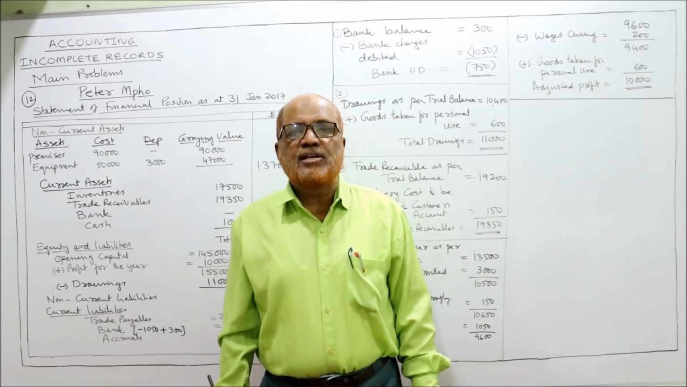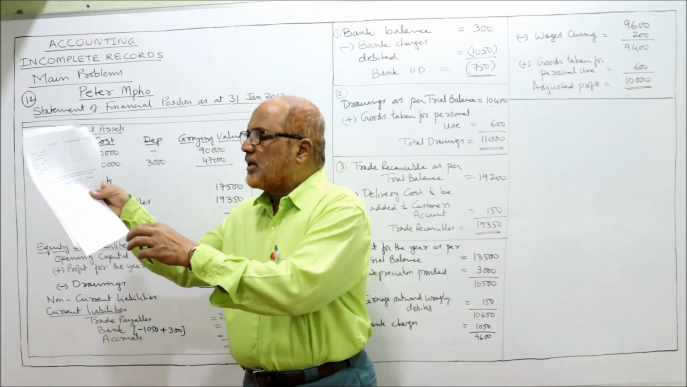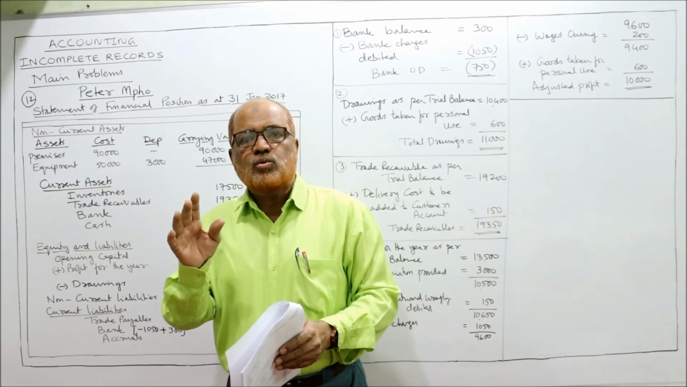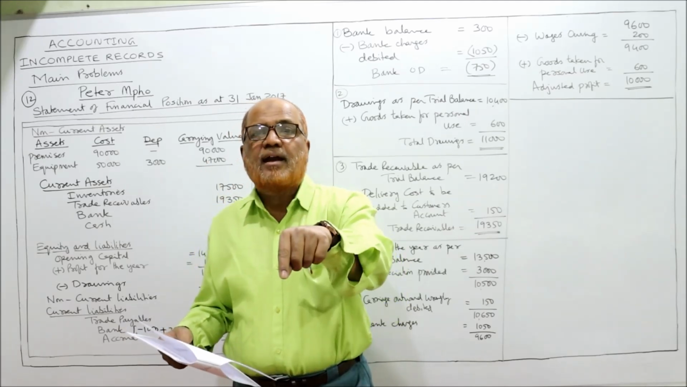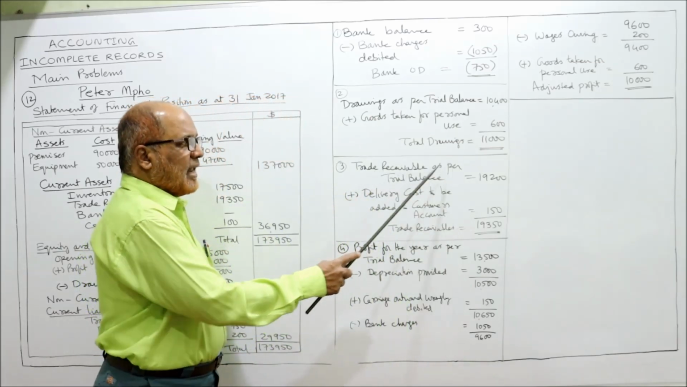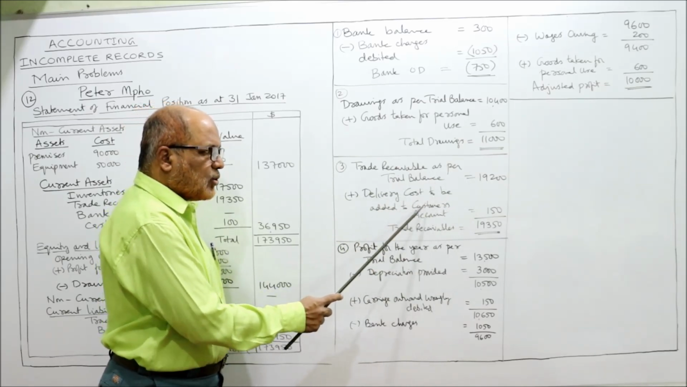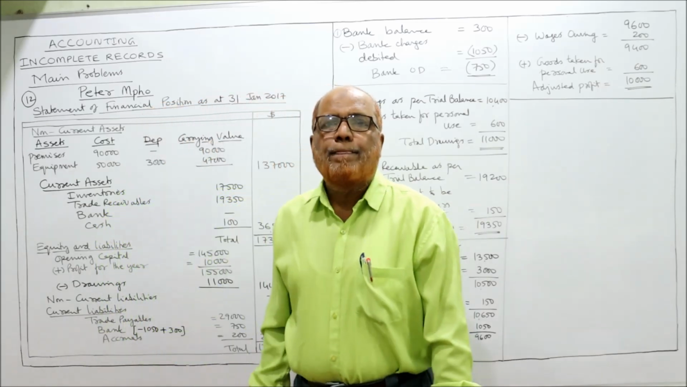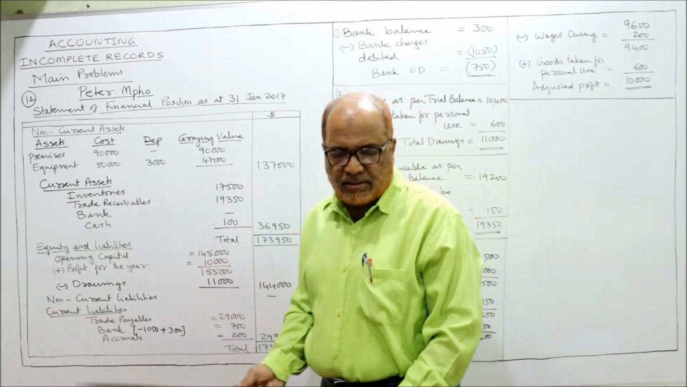Customer account means trade receivable. In trade receivable we add up. How much is the trade receivable given in the trial balance? That is 19,200. 19,200 is the trade receivable value. Here $150 is also agreed to be paid by the customer. So this $150 will be added. Trade receivable as per trial balance 19,200, add delivery cost to be added to customer account 150. So total 19,350 is the trade receivable. So here you can see trade receivable 19,350.